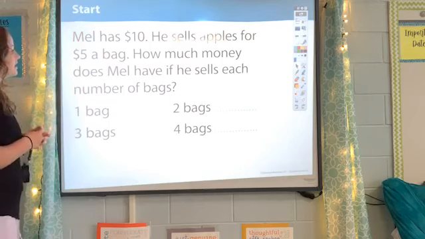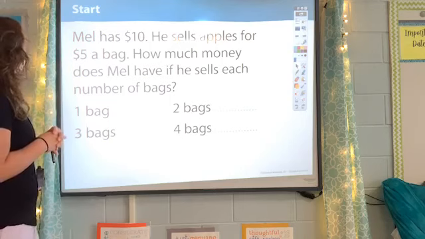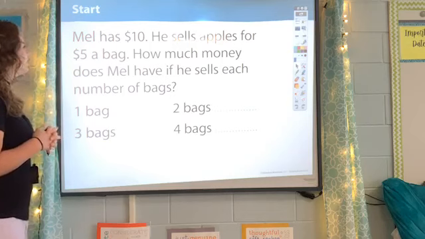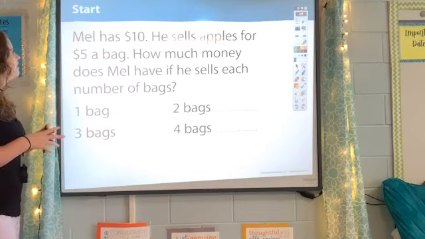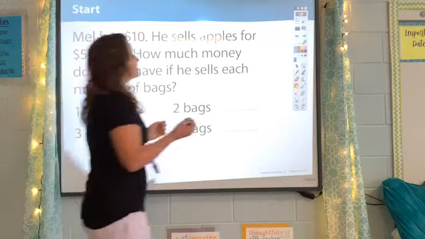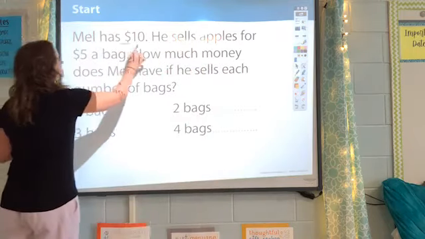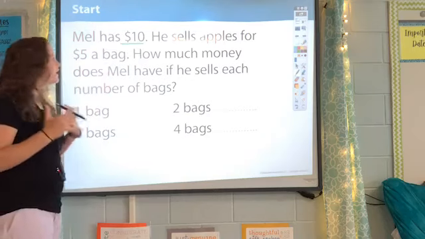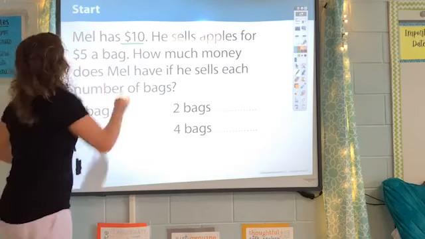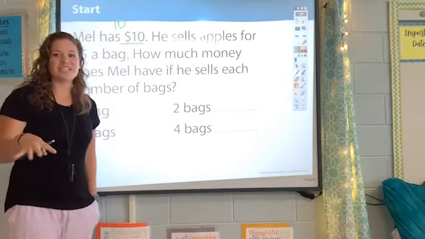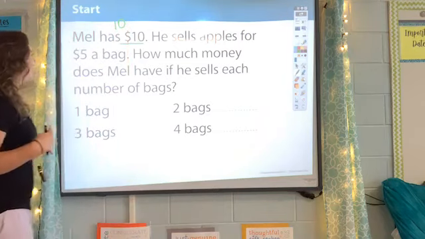Mel has $10. He sells apples for $5 a bag. How much money does Mel have if he sells each number of bags? Okay, so looking at this, he has $10. He's starting out with that $10, so that's just money in the bank that he has. So I'm just going to write that as a regular green 10 because I know that he already has that.